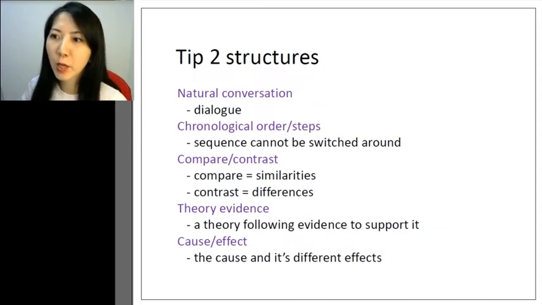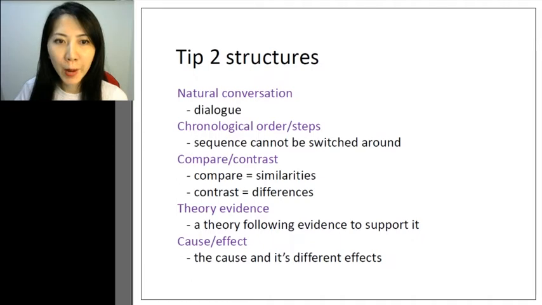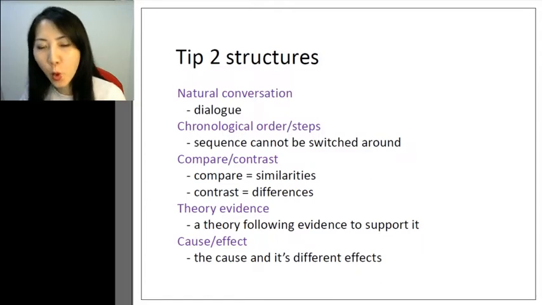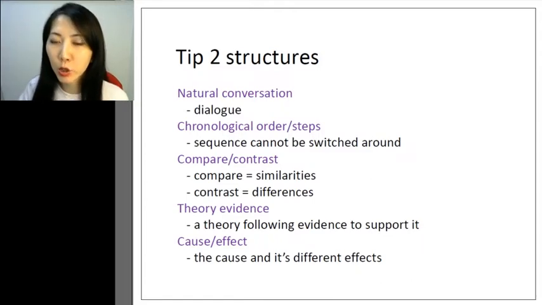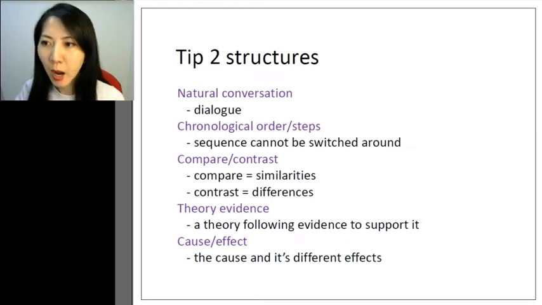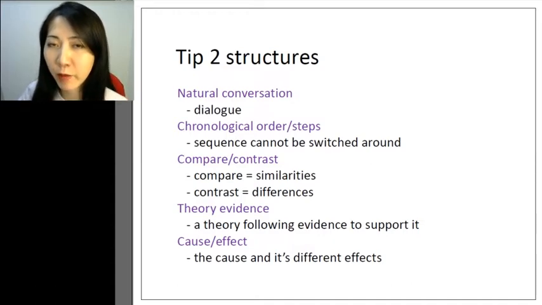The third one we have is compare and contrast. Compare means talking about the similarities, and you will hear a lot of transitions like and, furthermore, in addition. Contrast means talking about the differences, and you'll hear transitions like but, however, on the contrary. The fourth one is theory and evidence. This is a theory following various pieces of evidence to support it.